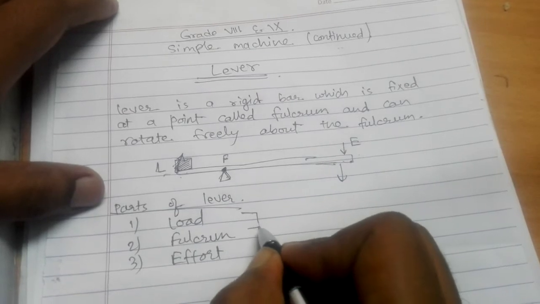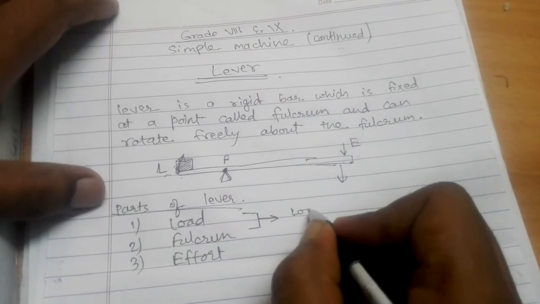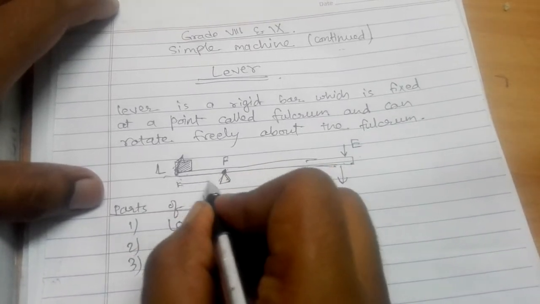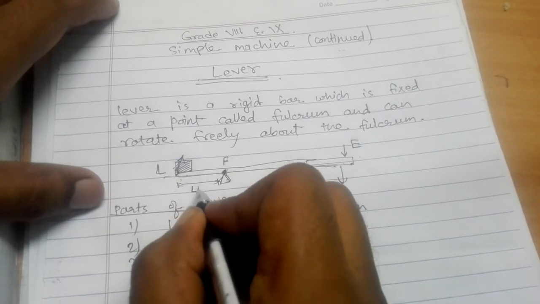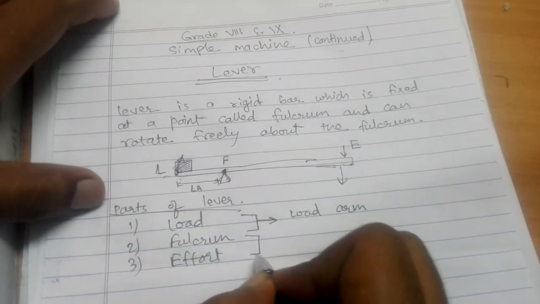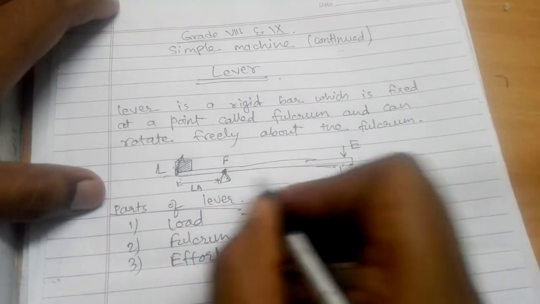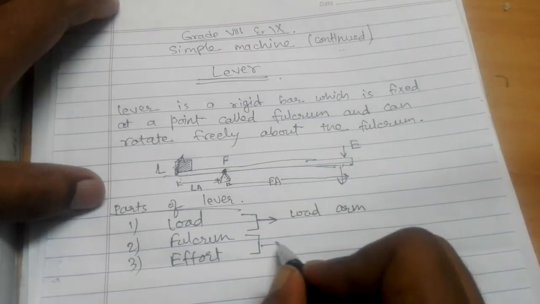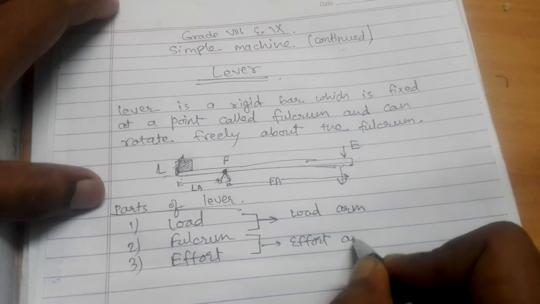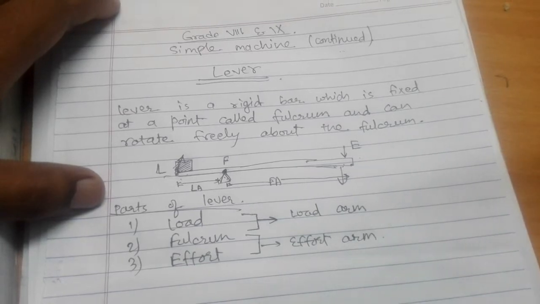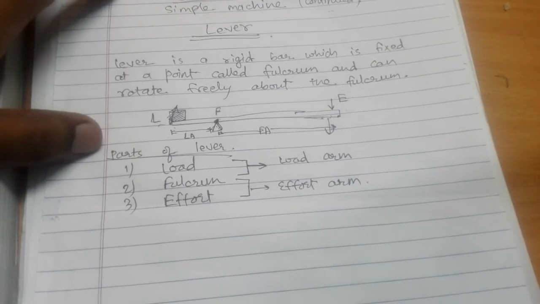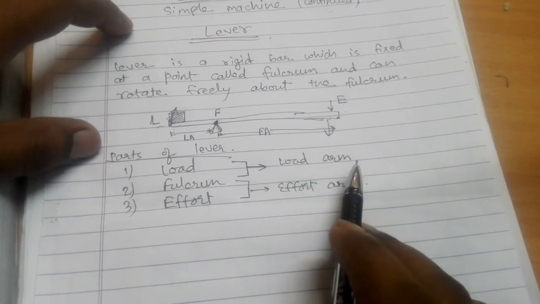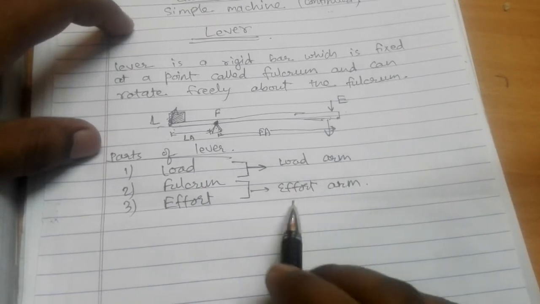The distance between load and fulcrum is called load arm. That means here to here, load and fulcrum, this is called load arm. And the distance from fulcrum to effort is known as effort arm. In some cases, especially in books, load arm and effort arm are also referred to as load distance and effort distance.